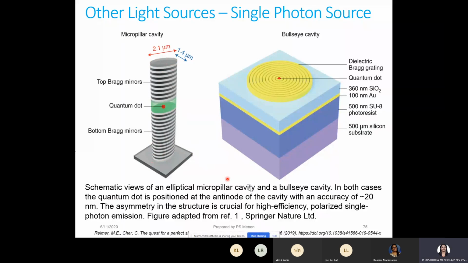All right. And a bullseye cavity. So here you have a grating, dielectric Bragg grating, and there's a single quantum dot here. Okay. And in both cases, the quantum dot is positioned at the antinode of the cavity with an accuracy of about 20 nanometers. The asymmetry, what's the meaning of asymmetry? You can see here there are lesser number of mirrors, and here there are more number of mirrors. So this asymmetry in the structure causes high efficiency and polarized single photon emission. This was a paper taken from Springer. So this is a single photon source. All right.